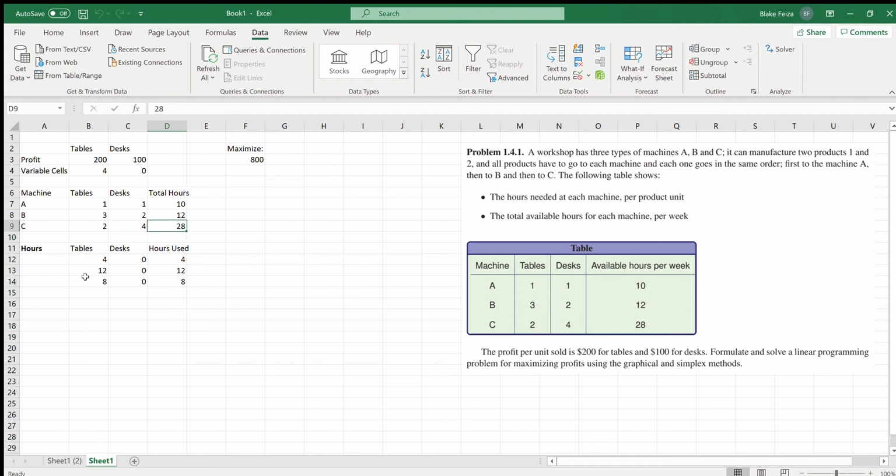So as you can see, we have some slack for machine A and C, as we're not anywhere near the total amount that we had available. However, since machine B was so binding, this ended up being the optimal solution.